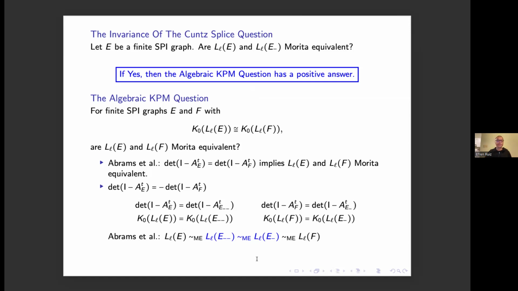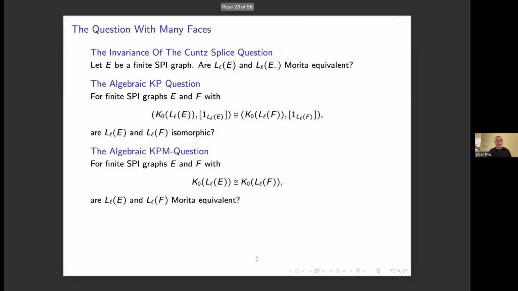All right. So this algebraic Kirchberg-Phillips question is a question with many faces. I think each of these questions is equally hard to answer, but really I think the main idea to prove is the invariance of the Cuntz-Splice question. This is probably the most doable one, and then you get the others as well, because these are all equivalent.